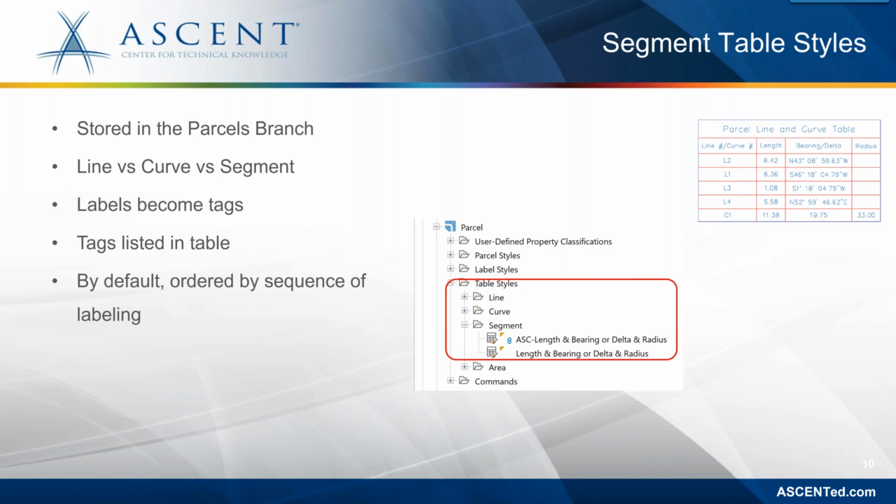And by default, these are listed by sequence of labeling. So you may see that in this particular example, it's not sorted by the first column: L2, L1, L3, L4. And that is the way either the individual lines were selected to create the table or the way they were created.